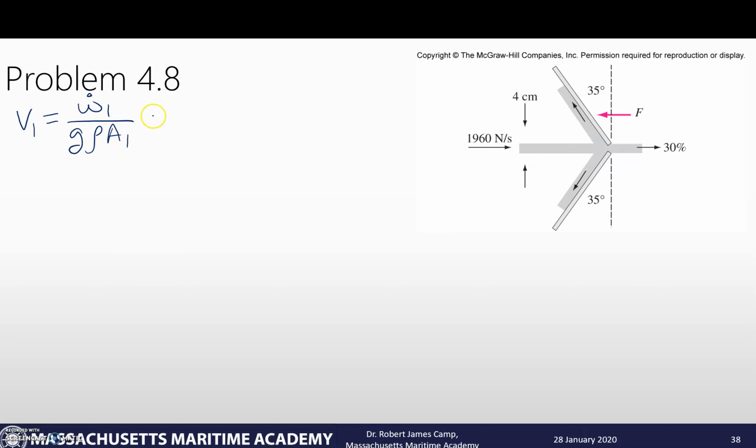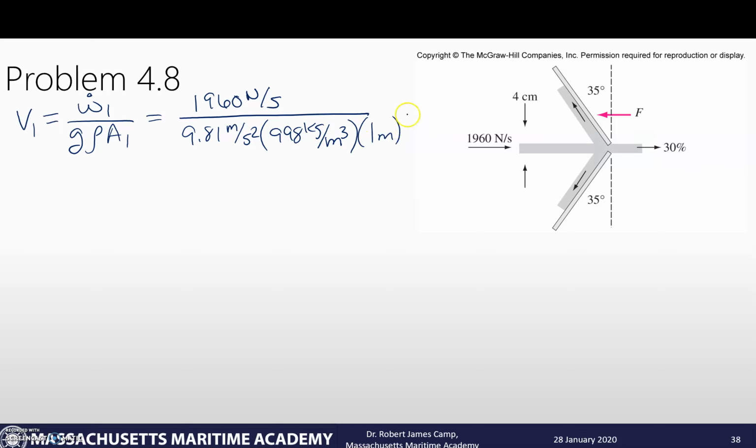So now at this point I just plug the numbers in. 1960 newtons per second. We're going to divide that by gravity. We're in the metric system, so 9.81 meters per second squared. I'm going to multiply that by the density of water, 998 kilograms per cubic meter. And then I have my area, 1 meter times 0.04 meter.